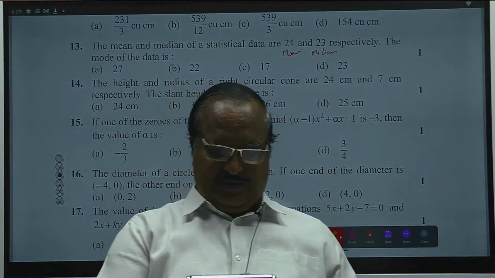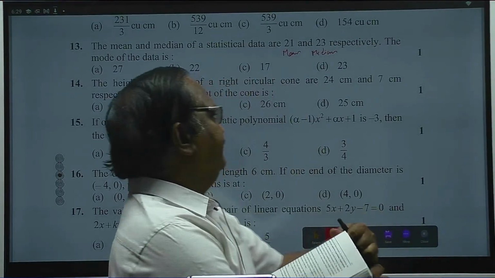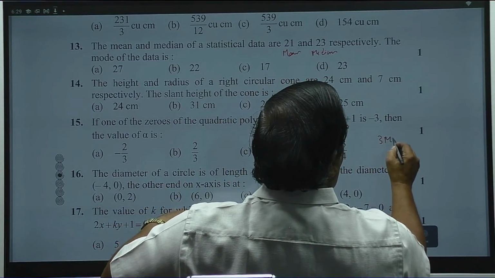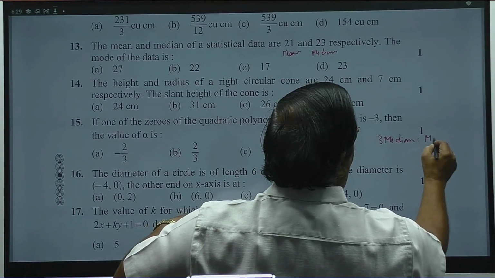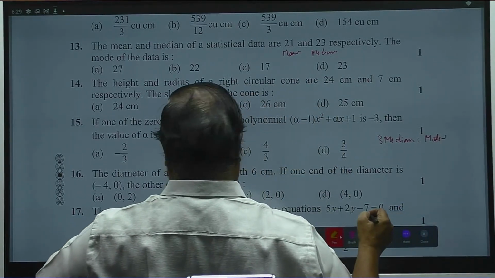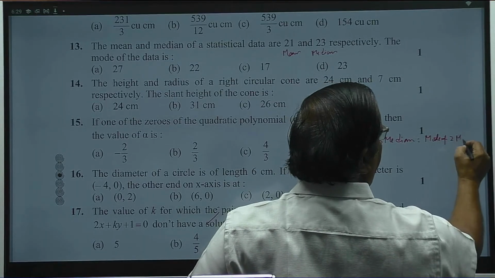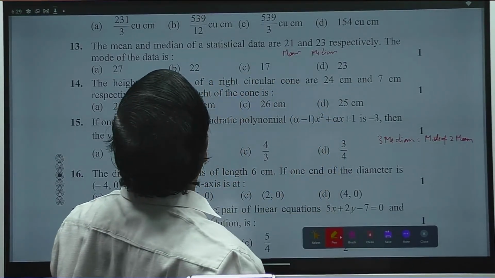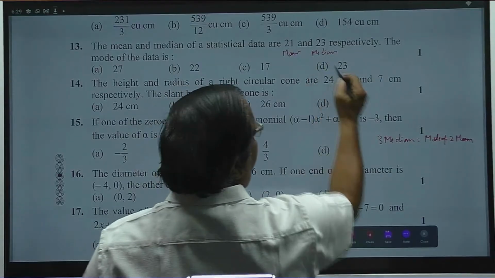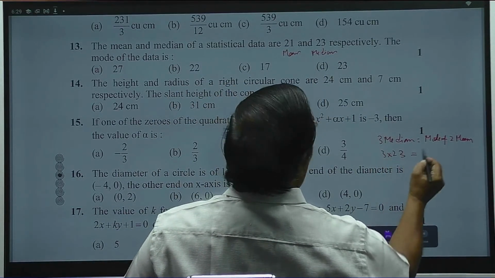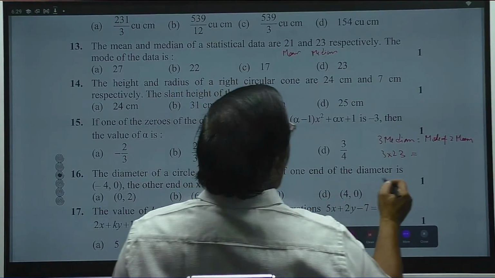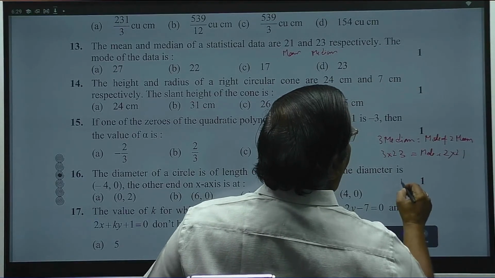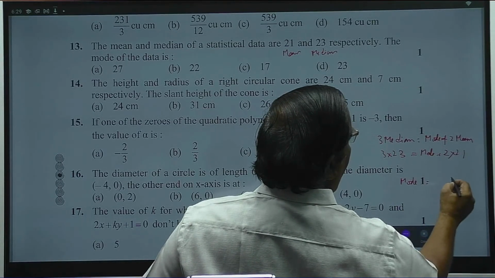3 median is equal to mode plus 2 mean. In the textbook, I am taking 3 median is equal to mode plus 2 mean. So logically, I have to remember. So then 3 median, 3 median is given 23. 3 into 23 is equal to mode, which we don't know, plus 2 into mean 21. So mode is equal to 69 minus 42.